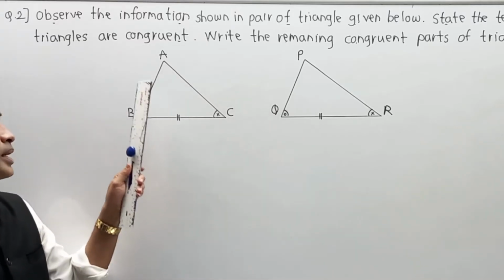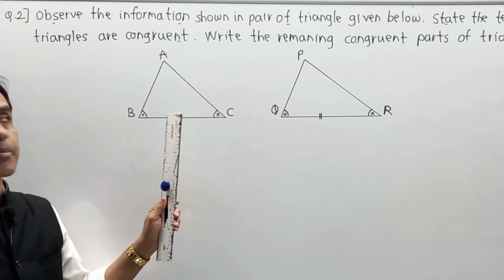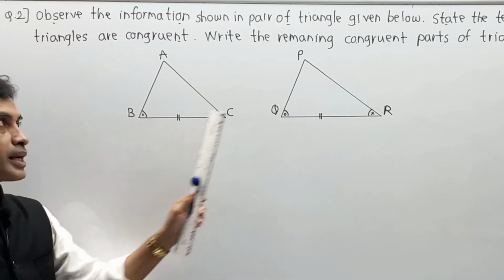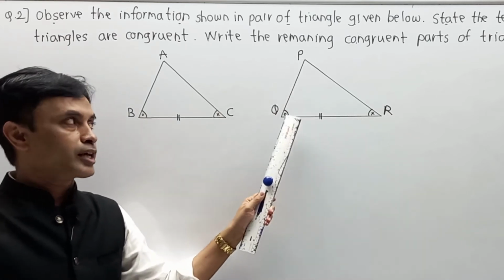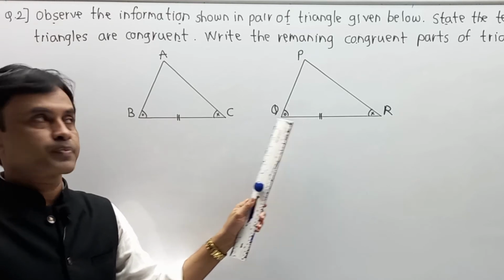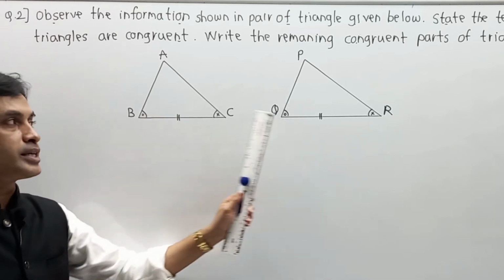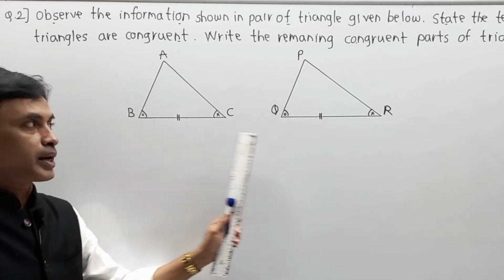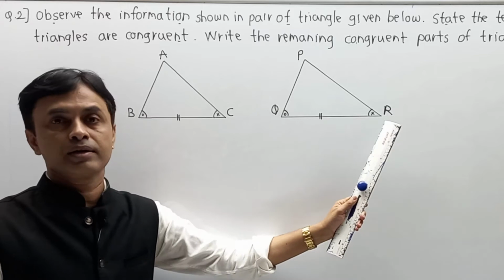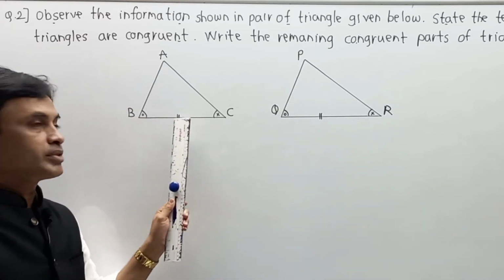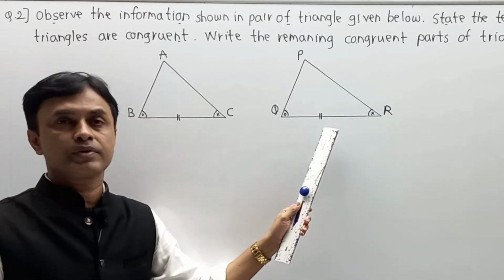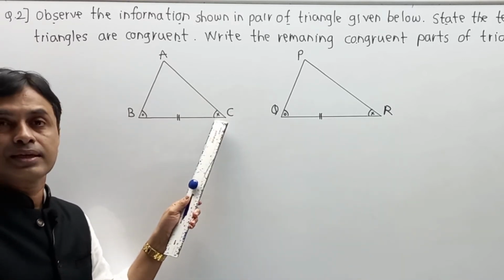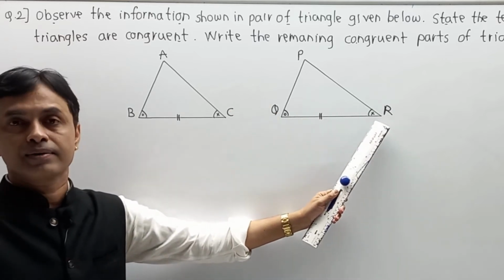Now observe this diagram. Here angle B is a part of triangle ABC. They have given a curve with a dot. In triangle PQR, angle Q has a curve with a dot. This means indirectly angle B is congruent to angle Q. Then they have given side BC with a double mark and side QR with a double mark, meaning these two sides are congruent. And third, angle C is congruent with angle R.